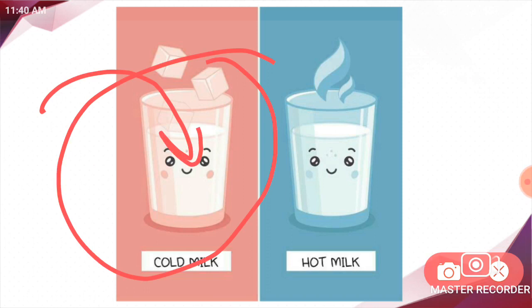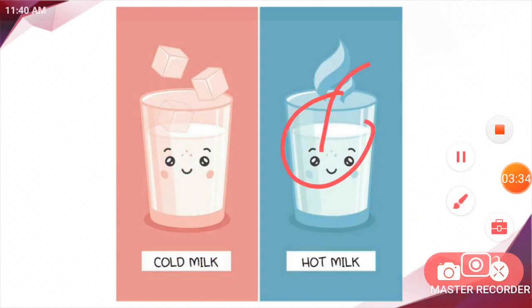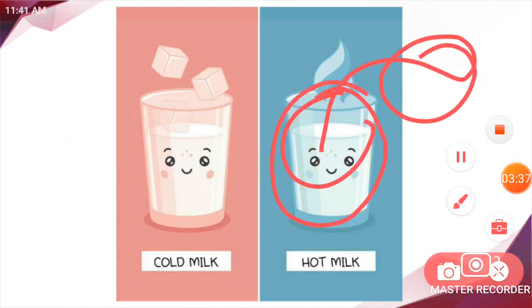Understood? Similarly, in the case of hot milk, the temperature of the hot milk is more compared to the surrounding. That's why, in this case, heat energy is transferred from the hot milk to the surrounding. Therefore, the hot milk cools down. Because the heat from the hot milk is transferred to the surrounding, it loses its heat and becomes cold. Obviously, right? Understood?